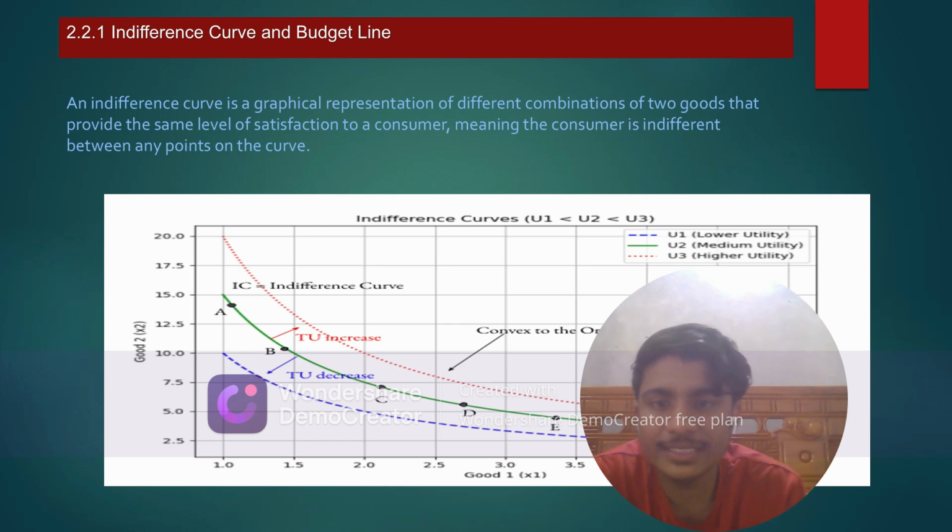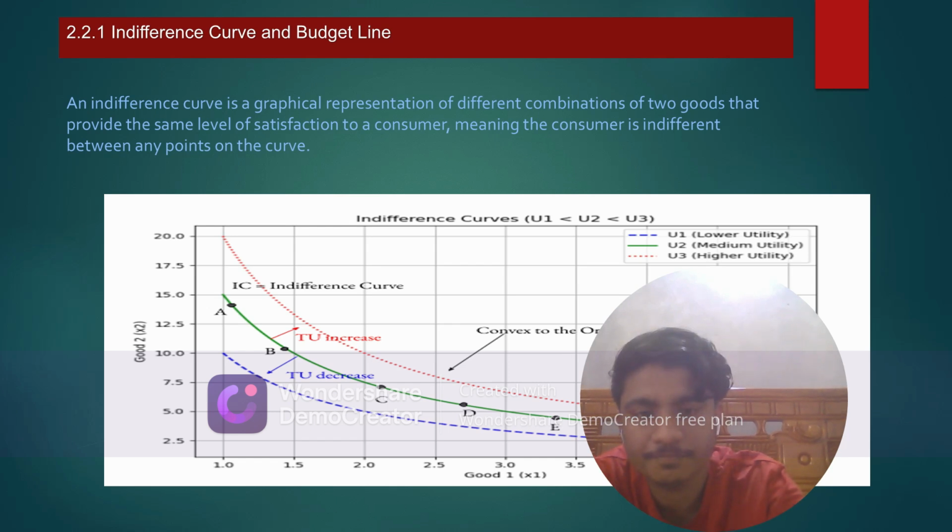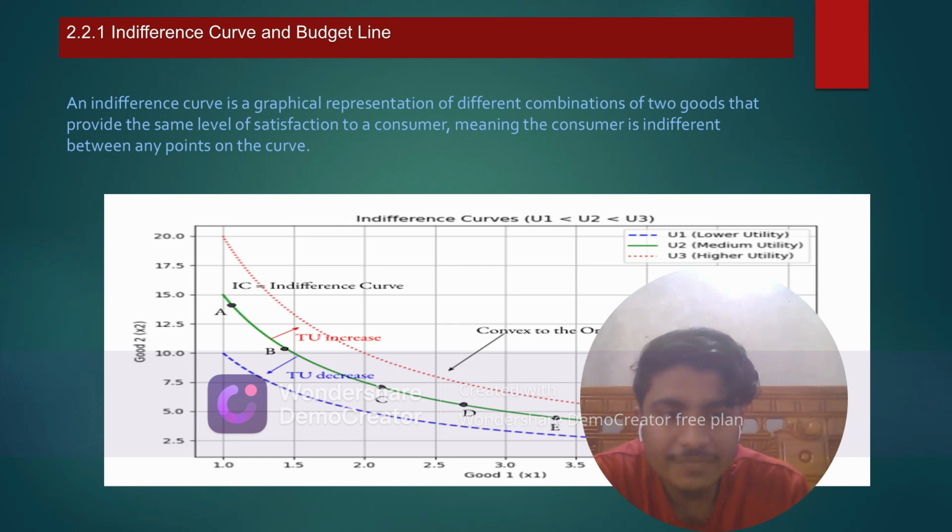Here we discuss the indifference curve and the budget line. An indifference curve represents combinations of two goods that provide the same level of satisfaction to the consumer. The consumer is indifferent between these combinations.